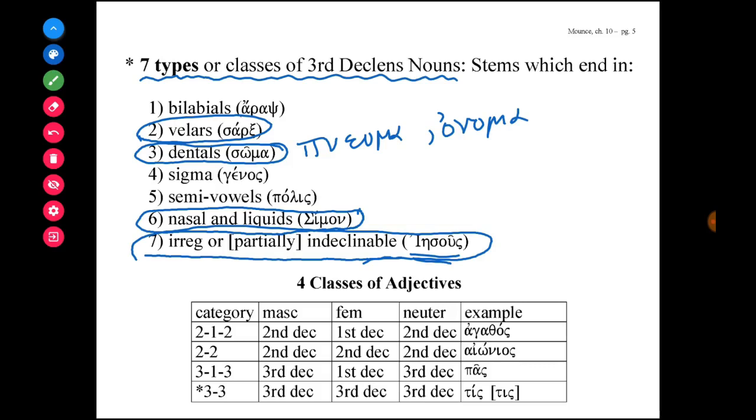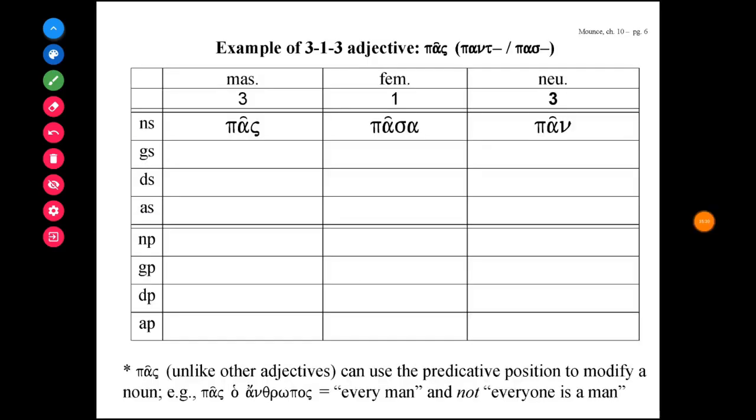We will later learn the other types. You'll learn about bilabials and how that looks in third declension nouns. If the stem ends with a sigma, how that's written out as a paradigm. And then we'll learn something called semivowel. So let's learn the 3-1-3 adjectives. And it's called the 3-1-3 because the masculine endings use a third declension ending. The neuter ending uses a third declension ending. But the feminine endings use the first declension endings.